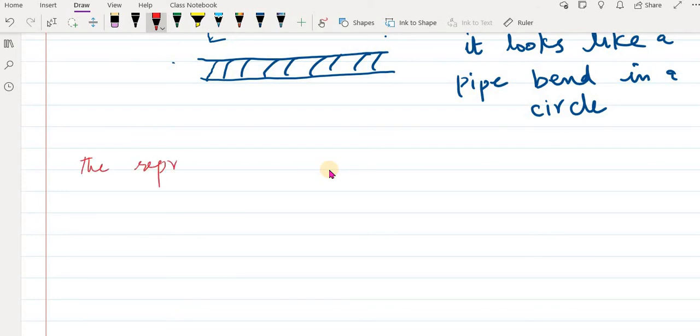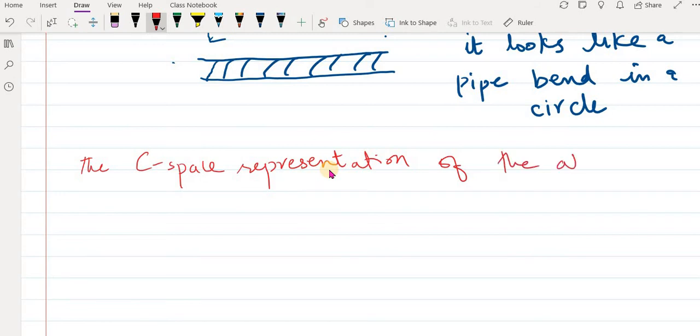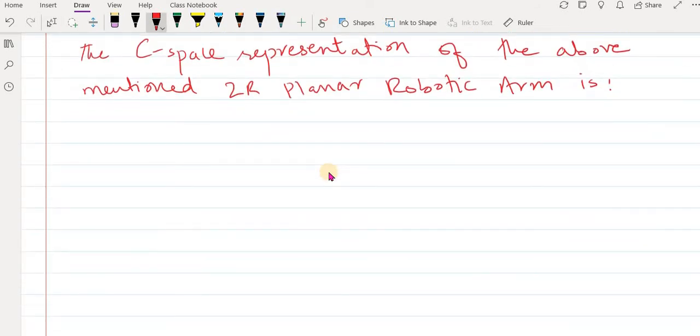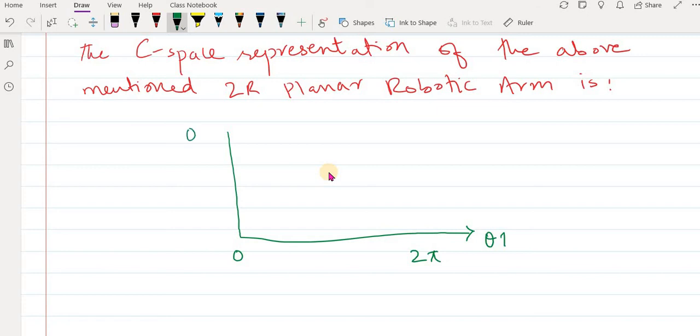The C-space representation of the above mentioned 2R planar robotic arm is, this is how it looks like. Let's change the color, make it green, and then like this. So on the x-axis we have the angle theta 1, and it ranges from 0 to 2 pi. And on the y-axis we have angle theta 2. This also ranges from 0 to 2 pi.